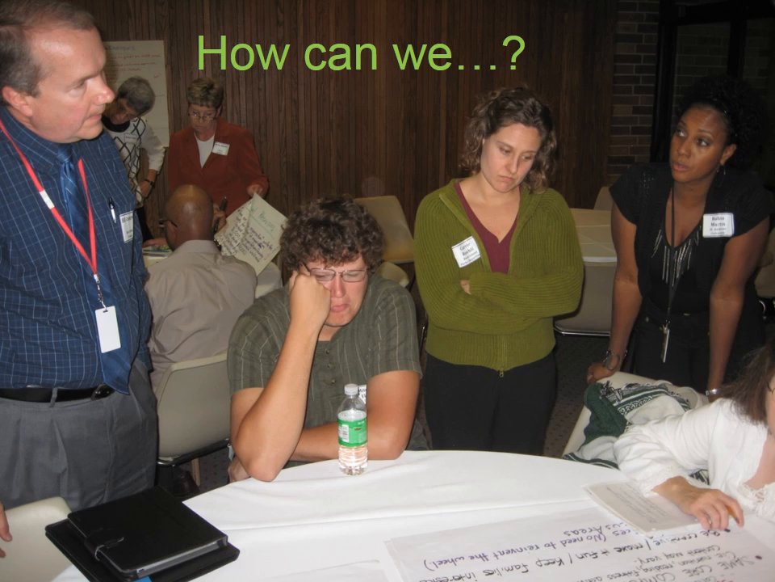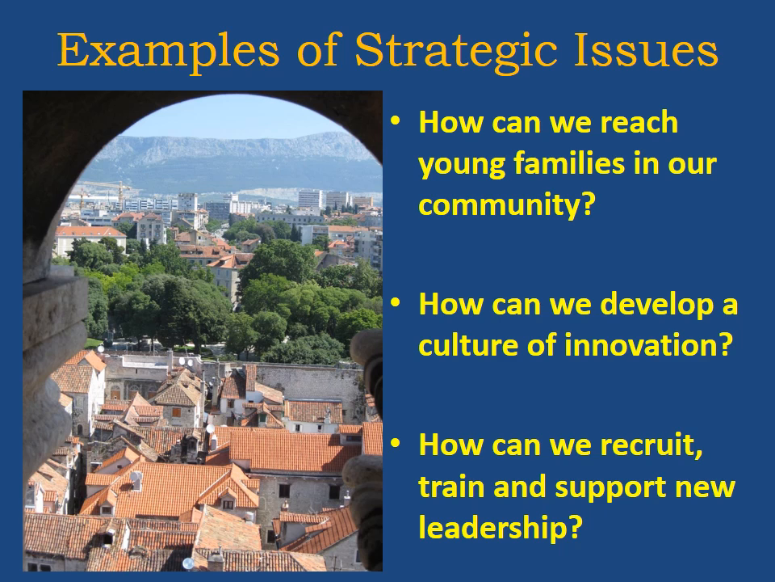We like to suggest that we ask people in the small groups, go back to your tables and identify 2 or 3 questions, starting with 3 words: How can we? We want them to design these questions around what they think are the strategic areas, after they've looked at the SWOT and considered what's urgent, important, critical, changeable, and within our control. For example, how can we reach young families in our community? How can we develop more of a culture of innovation? And how can we recruit, train, and support new leadership so that we've got more people leading the change in our organization?